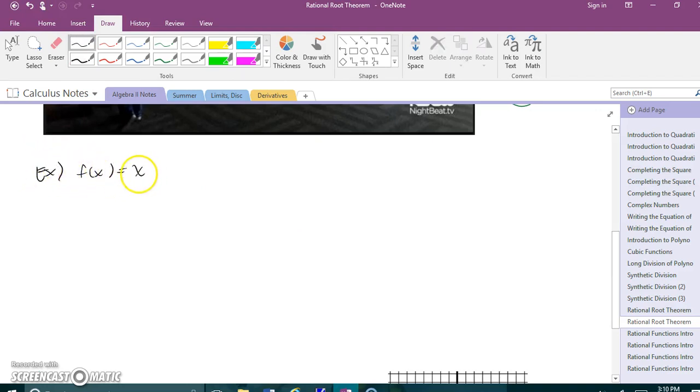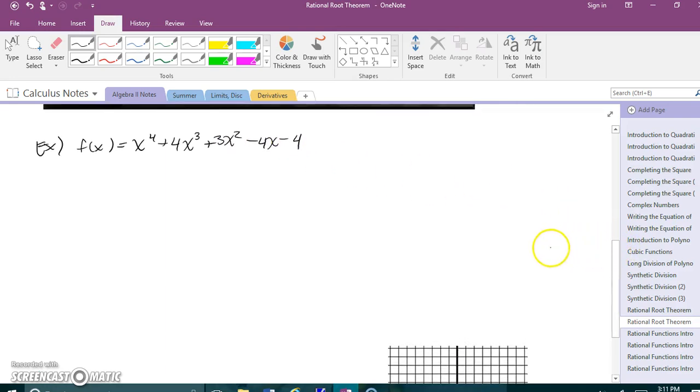So let's do x to the 4th plus 4x cubed plus 3x squared minus 4x minus 4. And again, the point of this is to do it without any technology, which is why we are going to do the rational root theorem. You could just graph it on a graphing calculator and see what the x-intercepts are, but we want to be able to do it without the graphing calculator.